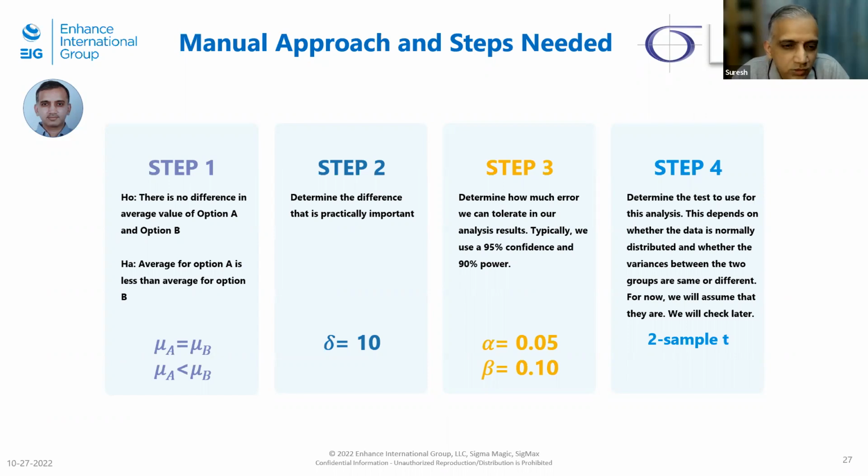The third step is to determine how much error we are willing to tolerate in our analysis, typically called alpha and beta errors. We have used the default values here. And the fourth step is to pick the test for this analysis. In our case, we are comparing the mean values for a continuous data set. So let's assume that we're going to be picking a 2-sample t-test for this analysis.